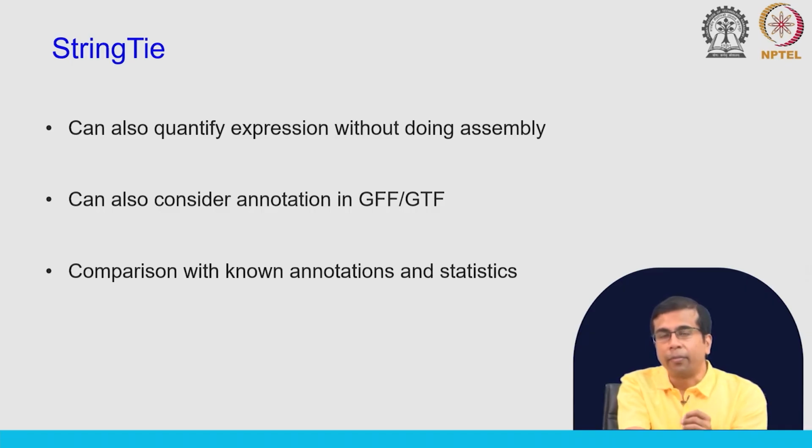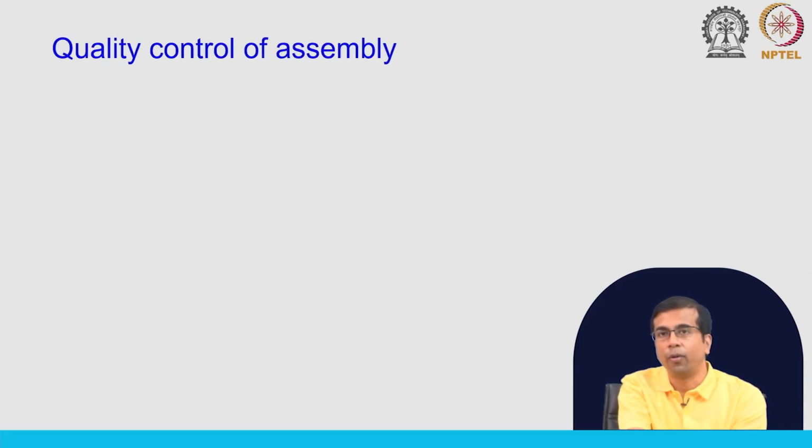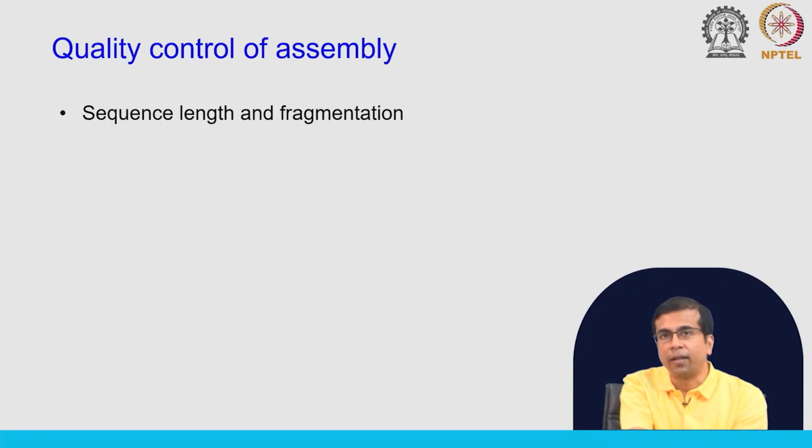The next step, once you have done the assembly, is something called quality control. This is something that is also done for genome assembly, and similarly we also have to do this for transcriptome assembly. Now, what do we actually check? What can you check that will tell us this is a good quality transcriptome assembly, similar to what we check in the case of genome assembly? One of the things we check is sequence length and fragmentation pattern.